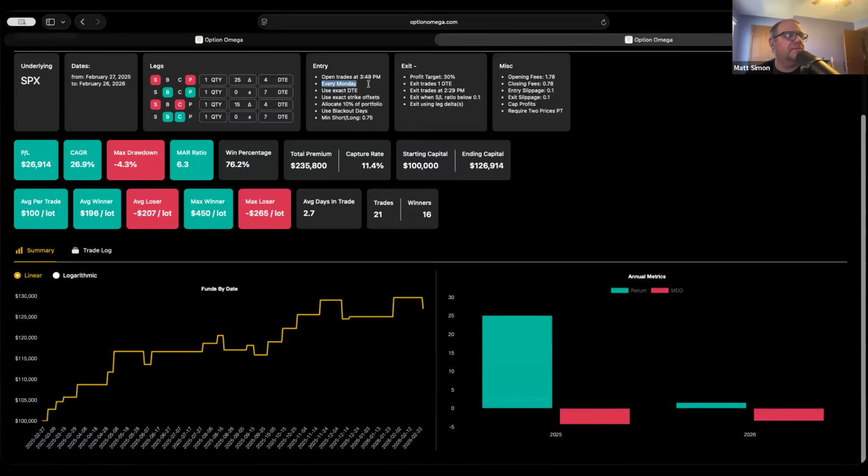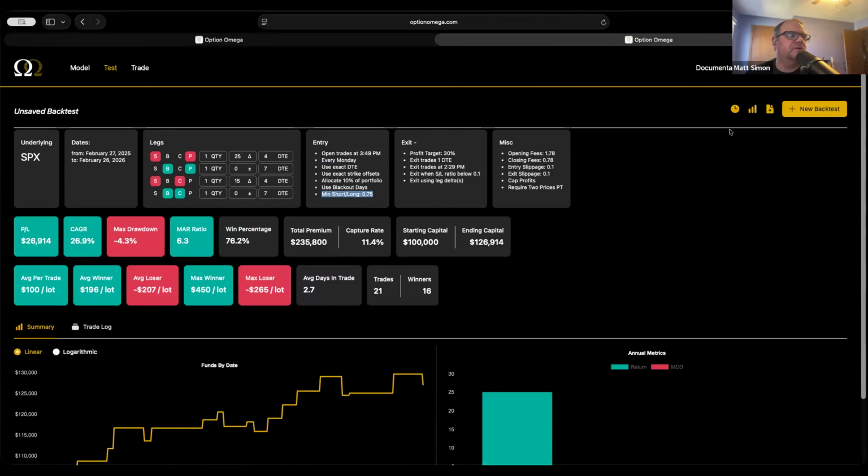So you're putting this on a Monday, end of the day, and you're making sure there's enough juice in it, right? So the short long ratio has to be 0.75, meaning the value of the shorts has to be three-quarters as much as the value of the long. And then to exit it, these are all rails here.